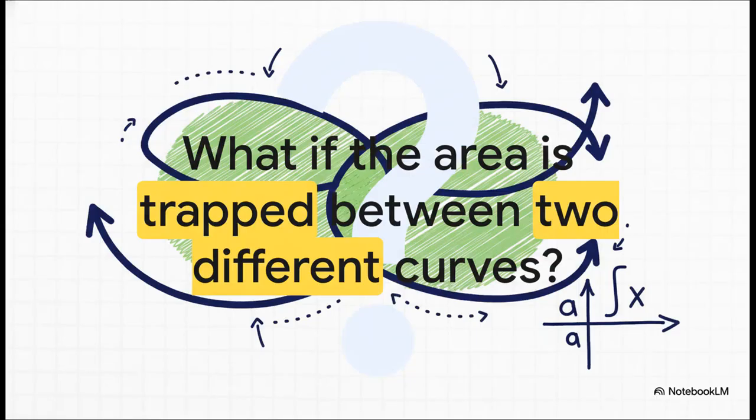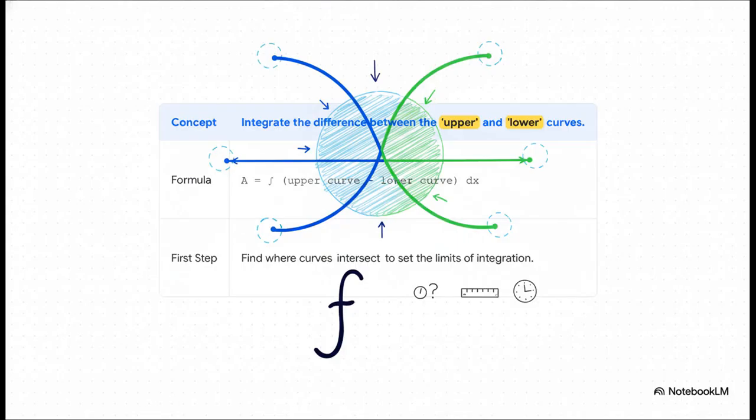Okay, so that's great for finding the area between a curve and an axis. But what about something a little more complex? What if the area you're trying to find is actually trapped between two different curves? Well, the concept here is actually surprisingly simple.